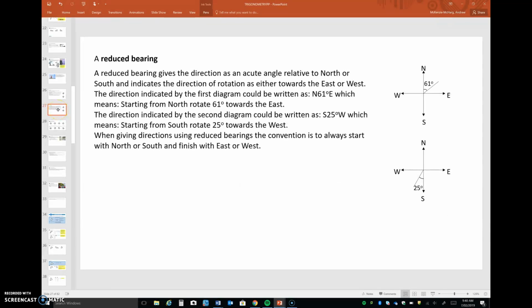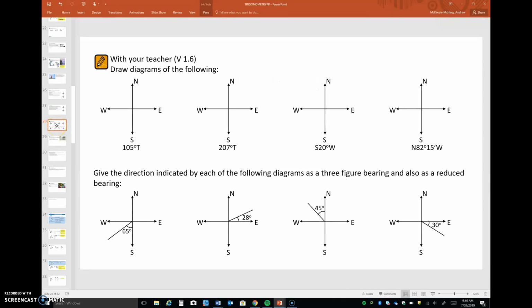Right, so I'm going to go straight to the examples. I want you to read through these if you haven't already, and that means pausing the video and going through this material, and then having a go at the examples with me. Okay, so here are the examples. First off, we've got two here which are true bearings, and we're asked to draw this into a diagram.